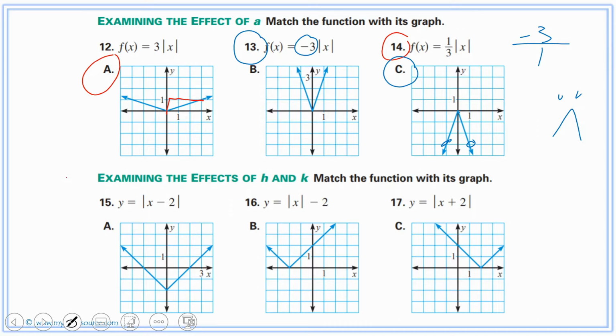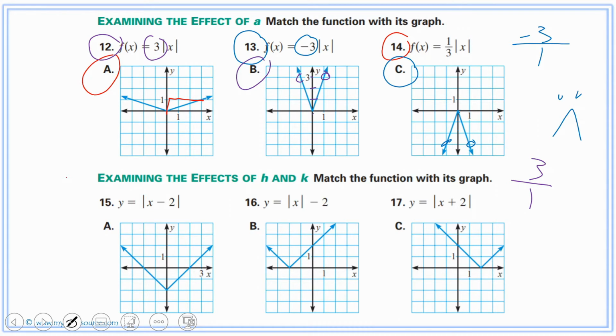And then the last one, we're going to make that purple. Number 12 is obviously B. But once again, positive 3. 3 is higher than 1, so it's more narrow. And then also we can use the concept of 3 over 1 to get the first point, which is up 3 units, 1, 2, 3, and over 1, using the symmetric point. All right, and so that's how we can determine the effect of A.